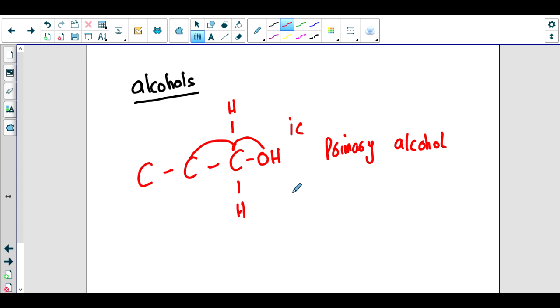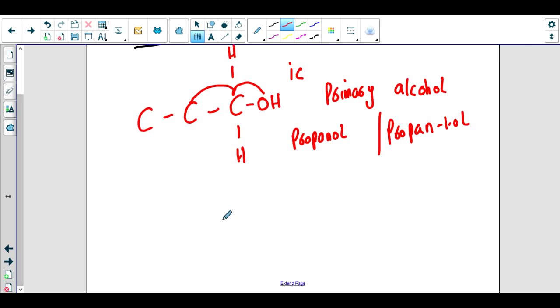This is a 3 carbon chain. You can call it propanol. Some books can also call it propan-1-ol, where they put the position of the functional group. Both are fine.